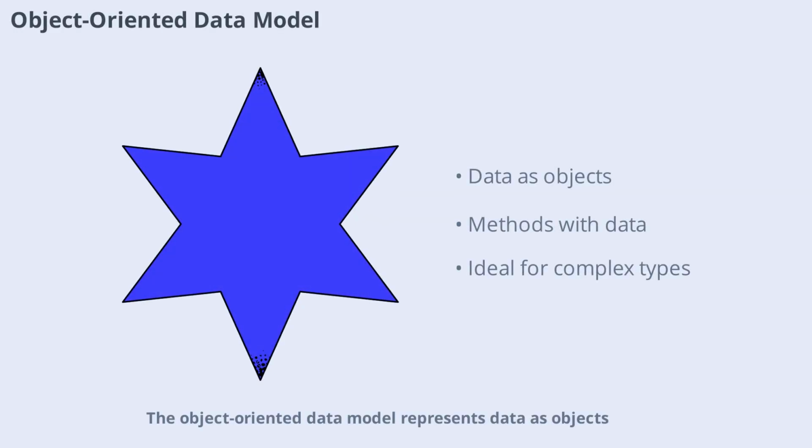Object-oriented data model represents data as objects, similar to how programming languages like Java or C++ work. Each object contains both data and the methods that operate on that data. This model is ideal for applications that require complex data types such as multimedia or engineering systems. It allows for better alignment between the database and the application's code, streamlining development and maintenance.